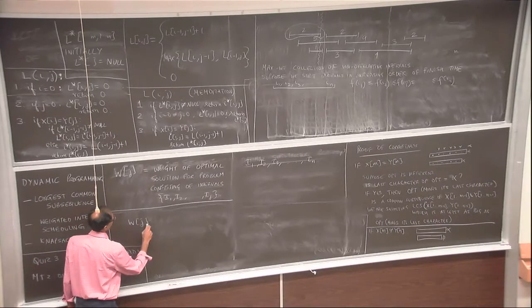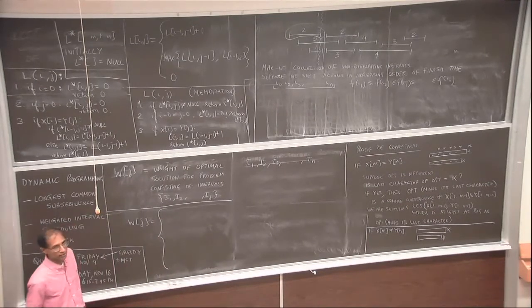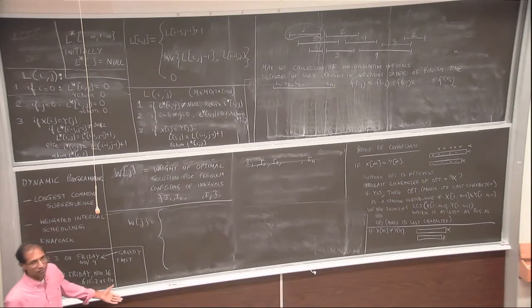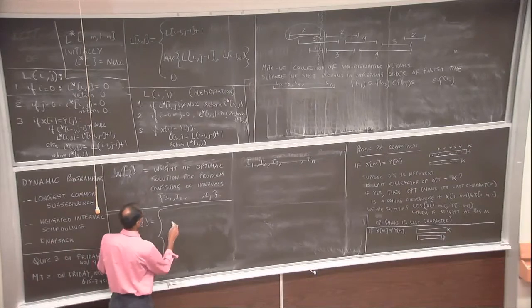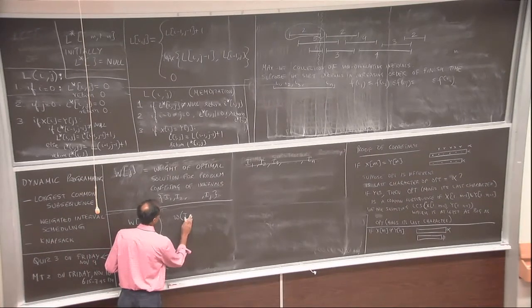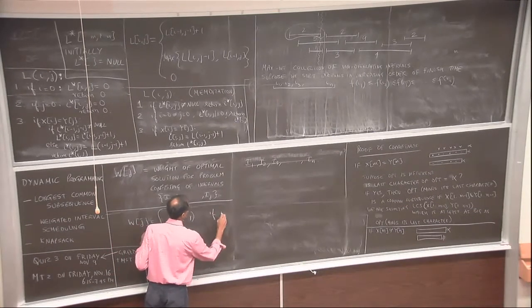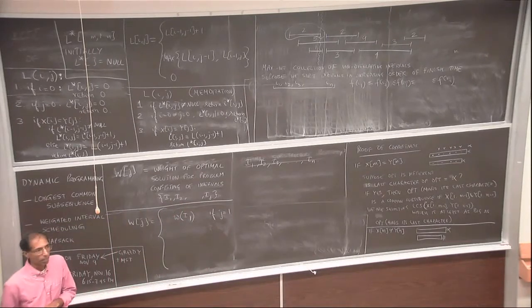Weight of j. Again, we'll start with the base case. What is the base case? When j is 1, there is only one interval. If there is only one interval, what's the optimal solution? You pick that interval. So it's simply the weight of that interval. Clear?